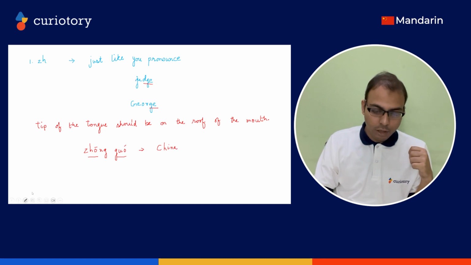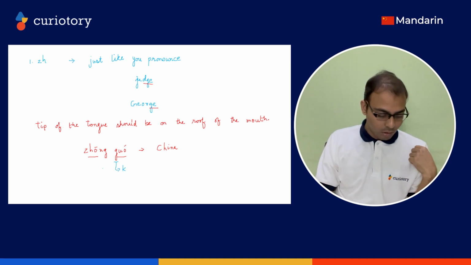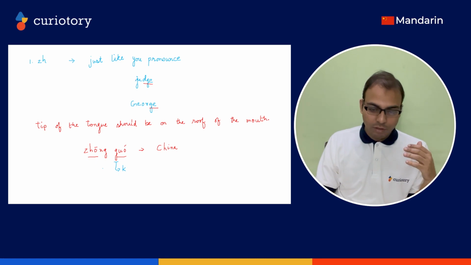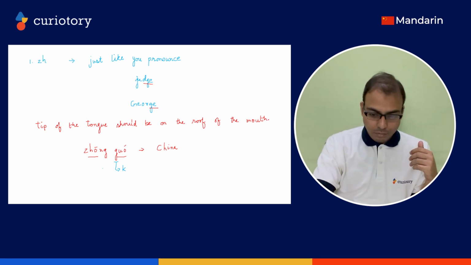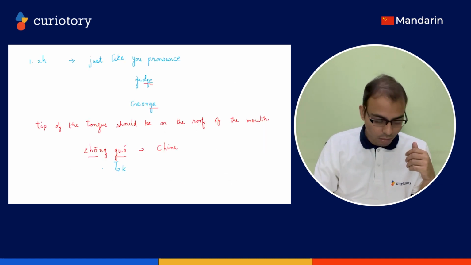And you already know that G is pronounced like K. That's why 中国. So ZH is clear to you by now. Now the second initial which we are going to learn here is CH.